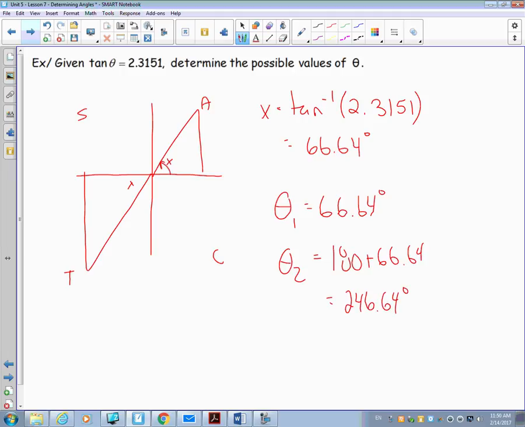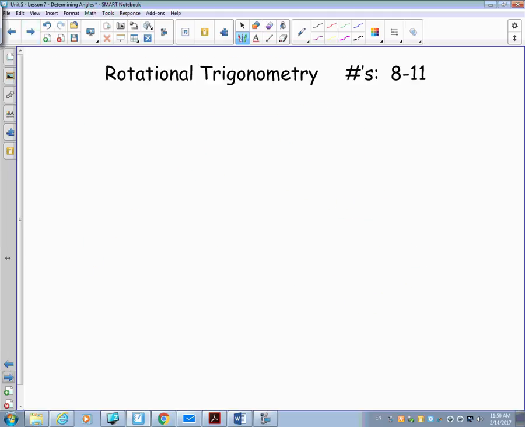Okay, now we've applied rotational trigonometry to all kinds of situations. We're going to finish off with the rest of that sheet. Hopefully at this point you're done all of it. At least when you're done this lesson. And then that's it for rotational trigonometry.